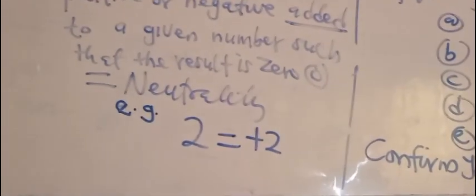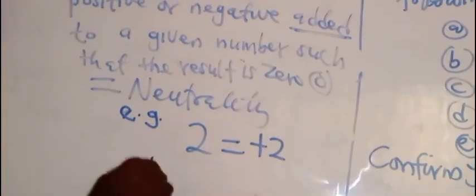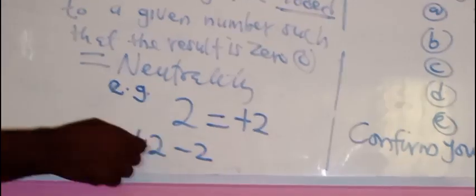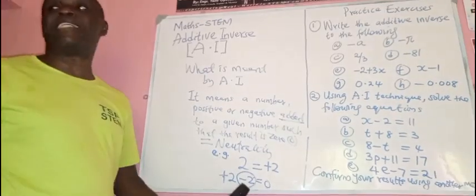Is that clear? What is it? That will be plus 2, what? Minus 2. What is plus 2 minus 2? 0. So that means the additive inverse of plus 2 is what? You just, if it is plus, you use negative, the same number but negative. Is that clear? Anything you add to a given number that the result will give you 0 is the additive inverse to that number. Are you following?